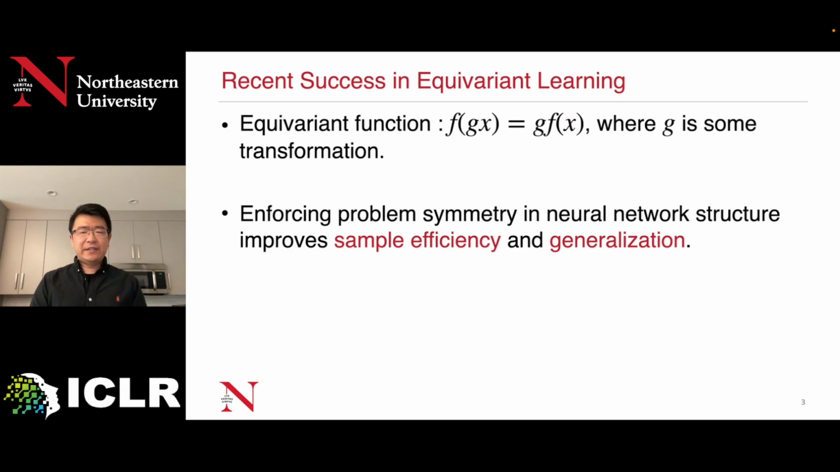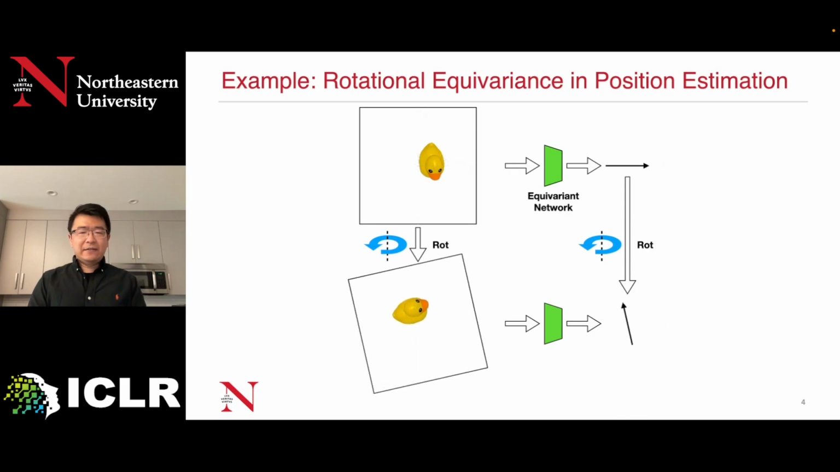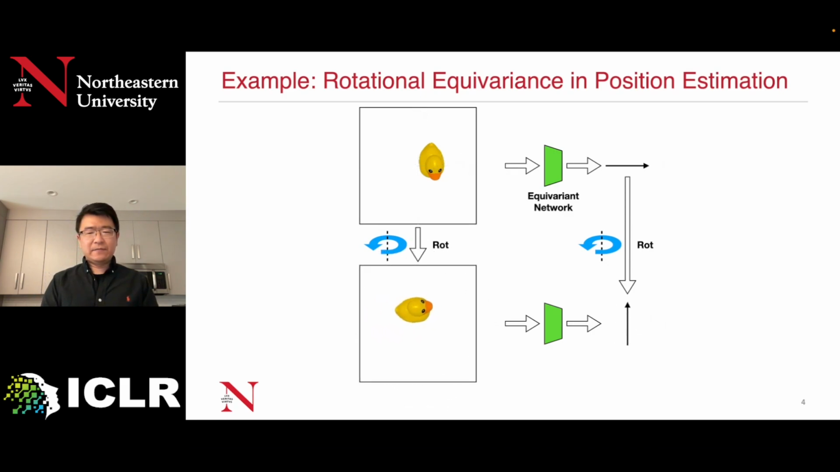When we have symmetry in the problem, we can enforce the symmetry using an equivariant neural network architecture so that the sample efficiency and generalization are greatly improved. For example, in this two-dimensional position estimation task, where the goal for the network is to estimate the position of the duck, we can use an equivariant network that's equivariant to SO2 rotation so that the network can automatically generalize to all of the rotated versions of the same state.